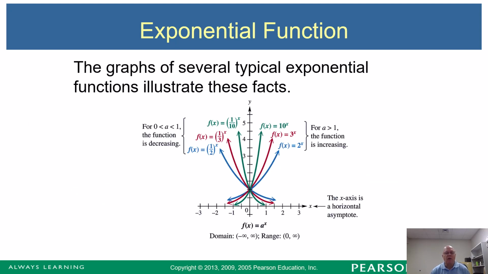This is a good one to pause on. Take a look. On this side, the green, red, and blue curves are for A's greater than 1. On the left side, use a bracket for this one, these A's are between 0 and 1, so they're decreasing functions. Notice also that we've got somewhat similar or related bases, but just on different parts of the number line.